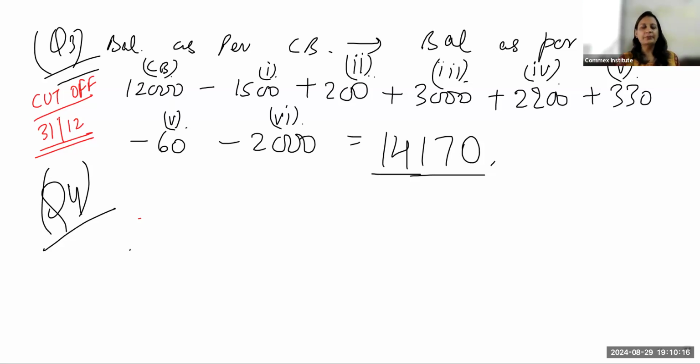Let's do question number 4. So first is cash book balance. Again, we have to move from cash book to passbook. So what we'll do is whatever the cashier has done, but the banker has not done, we'll reverse that. And whatever banker has done, we'll also do that because we have to reach his balance.